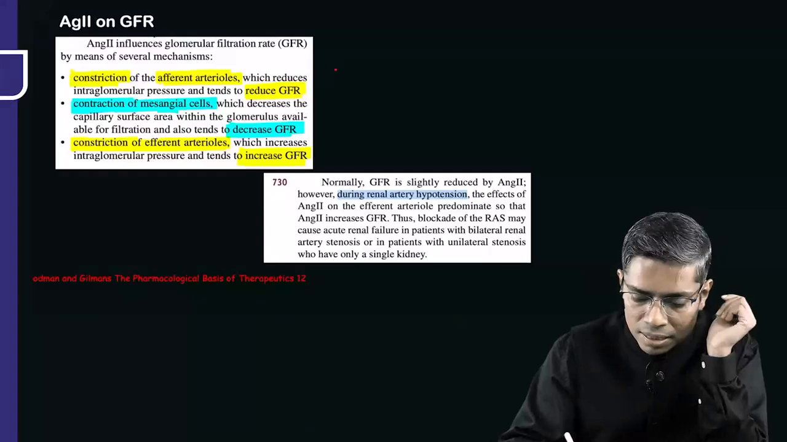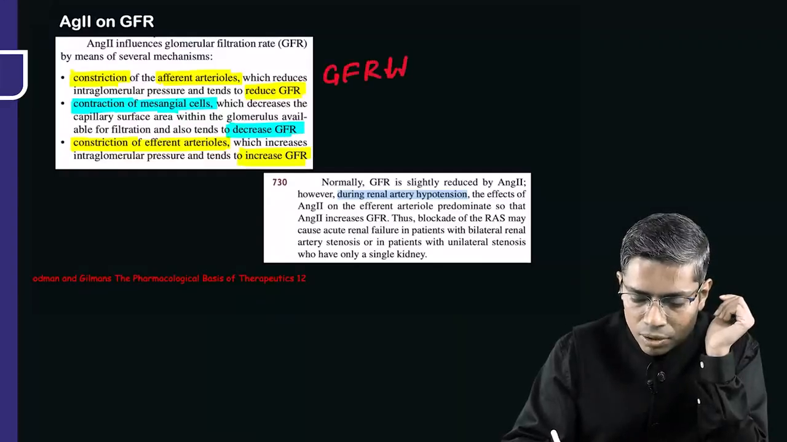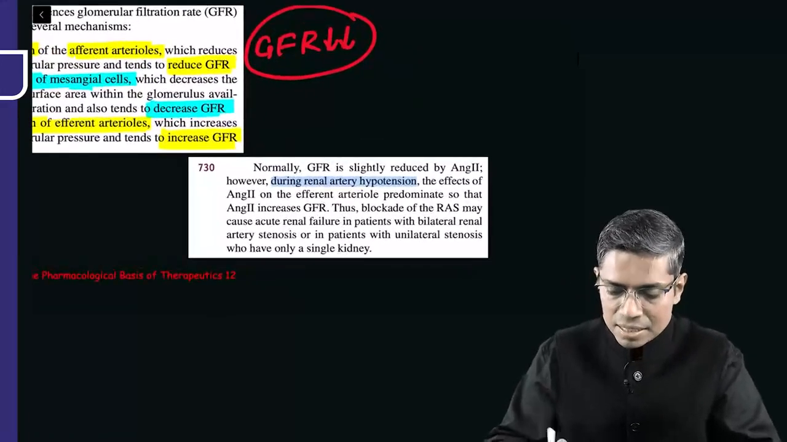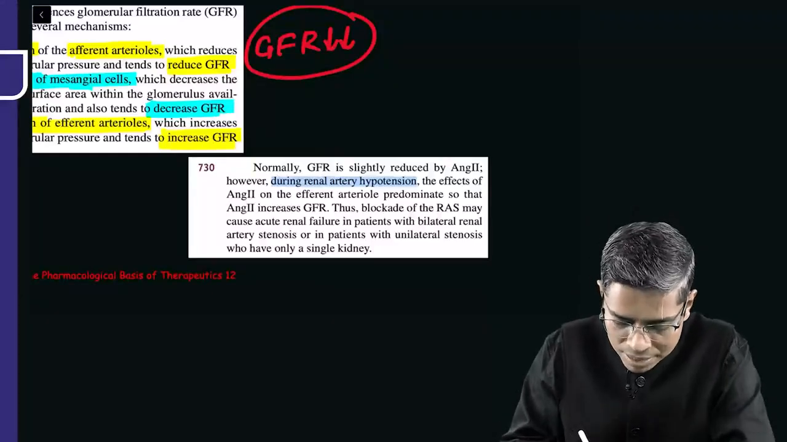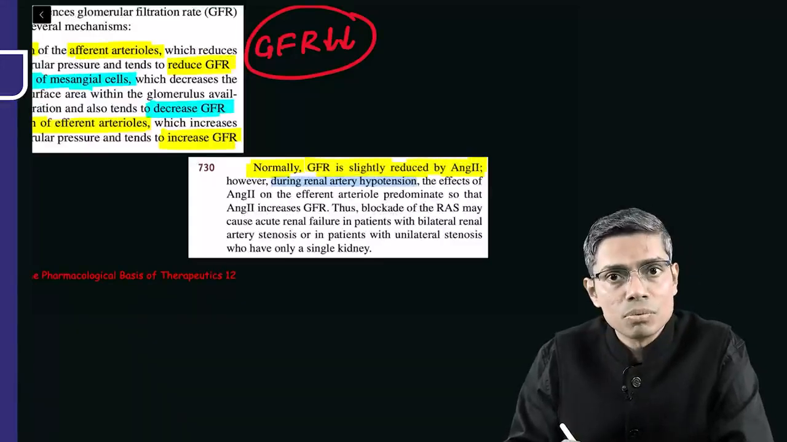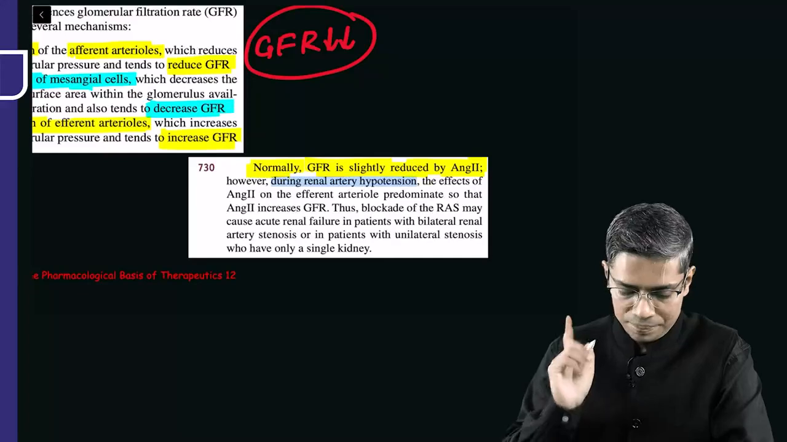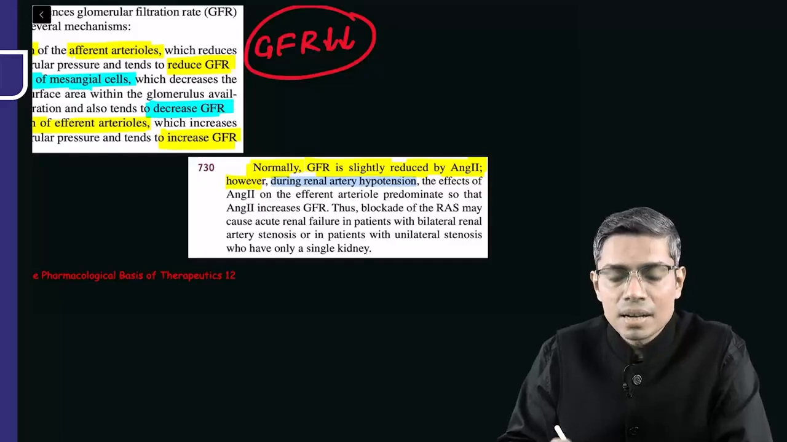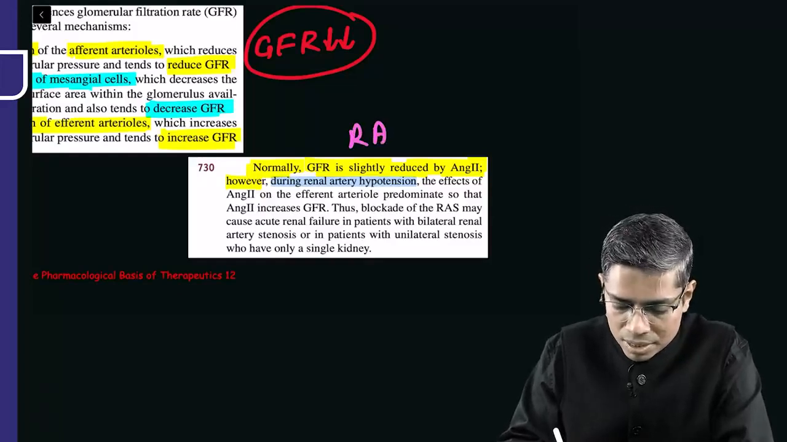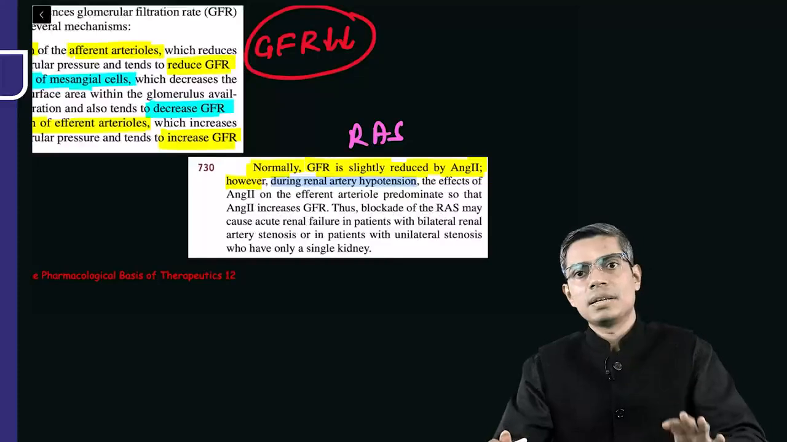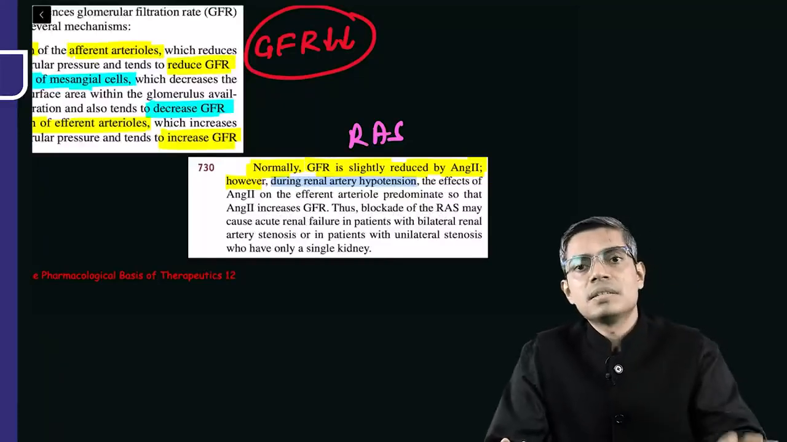What will be the net effect? The net effect will be a slight reduction of GFR in normal condition, and that is clearly written in Goodman-Gilman here, in the next chapter. That is, normally GFR is slightly reduced by angiotensin 2. In which condition? Normal condition. But if there is a certain kind of pathology, he is writing in the second line: however, during renal artery hypotension, you think of renal artery stenosis. Whenever there is renal artery stenosis, in this condition, the angiotensin 2 effect is different.